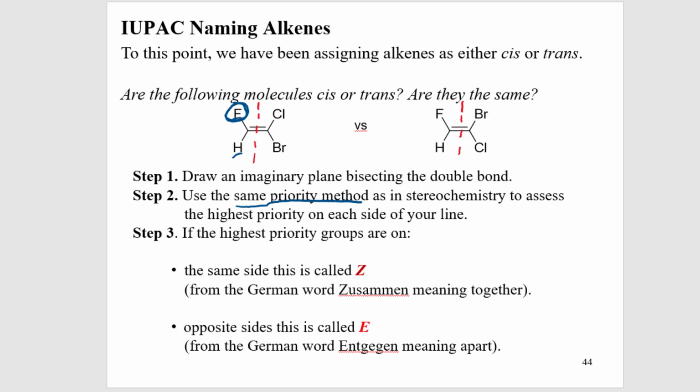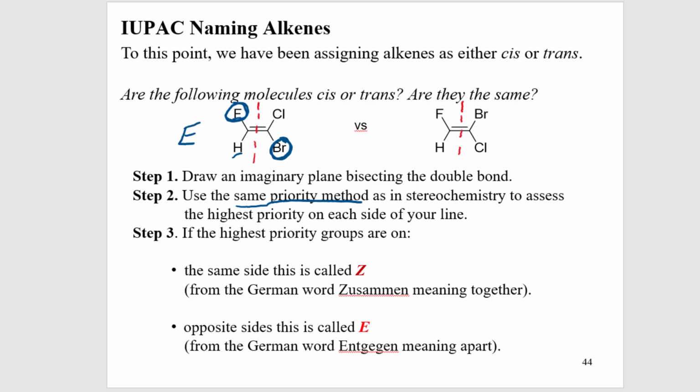Team 2 on the right side of the net, I've got chlorine and bromine. And if I look at the periodic table, bromine has the higher atomic number. That's my priority player. So when you look at them, they're not on the same side, right? They're not playing head to head. They're across from each other. Therefore, this first molecule would be given, which one? Z or E? The same side is called Z, opposite sides is called E. This is E. This is a German word. That's where we get E from, meaning apart.